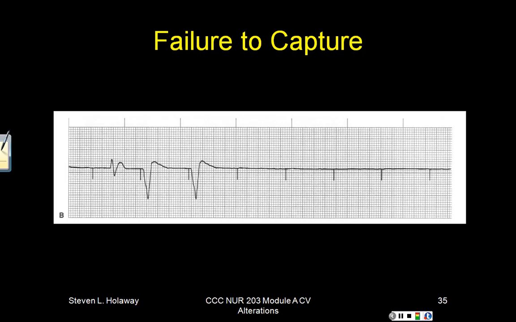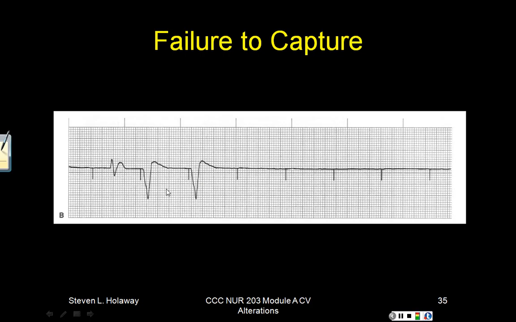But again, very easy to identify this particular type because you have seen capture. See capture here, but then you have pacemaker spikes and no capture. Take a look here. We had a problem over this way. We had a pacemaker spike, but it really didn't capture here, and we had the body's own QRS, but here the pacemaker kicks back in, and it's firing again at its own rate.